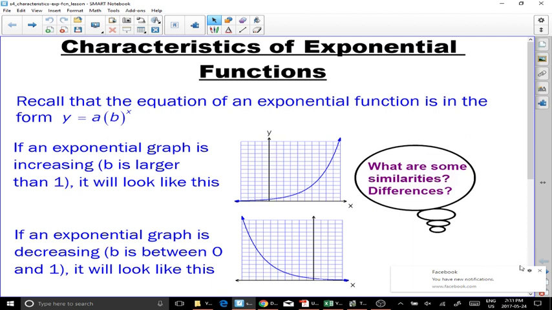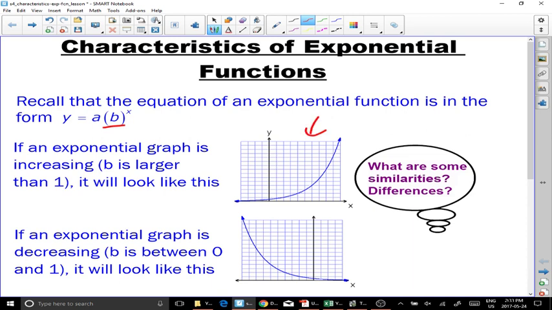So what we want to do is take a look at what the graph looks like if b is larger than 1. That is what we would call the base. If that's bigger than 1 and a has to be positive, then we get a graph that looks like this. Basically, it starts really low, it increases, and it goes, and it goes, and it gets really big. Okay?